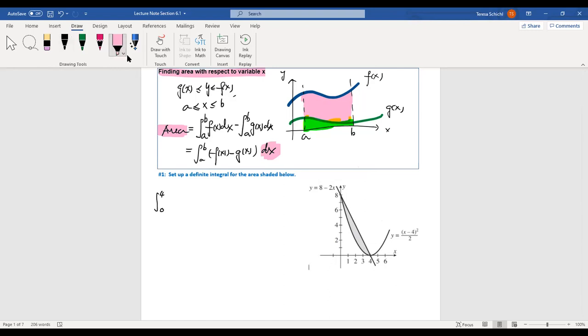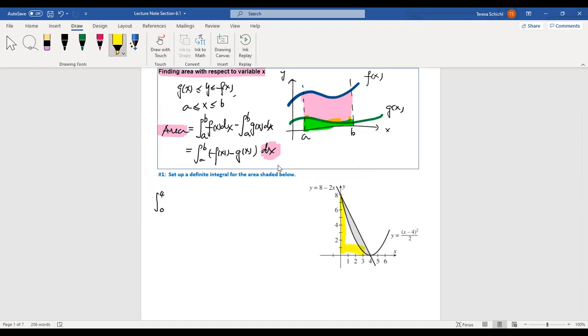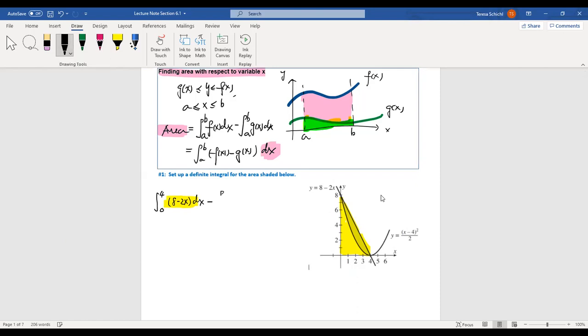Let me try to use a color. The yellow one here: I'm integrating 4 minus 2x, so this is 4 minus 2x dx. That will be my yellow area here. Let me do some color coding so you will see what I mean. Then I want to find this shaded area, so I need to minus the area from 0 to 4 given by this quadratic form.